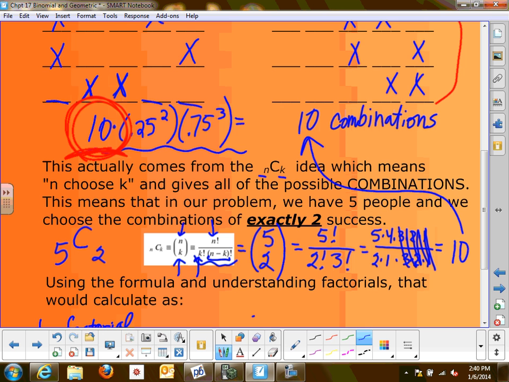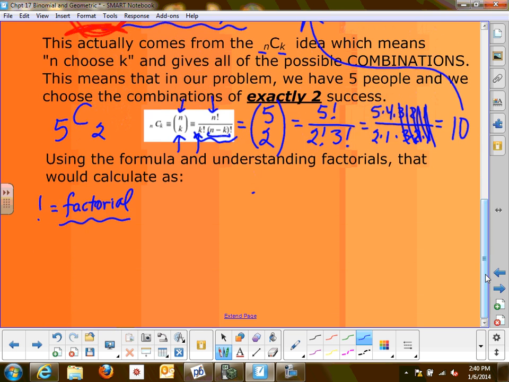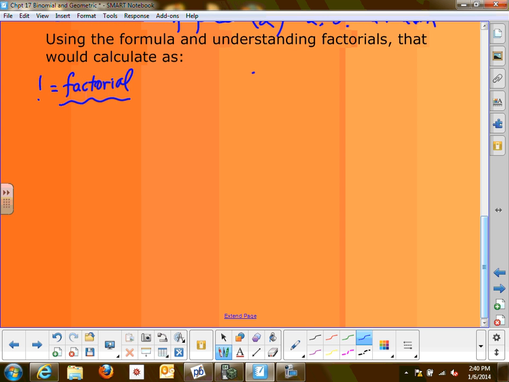So that's how you can figure out how many combinations there are without drawing them all out. So I want you to practice one real quickly. I want you to ask 10 people at the grocery store and see what's the probability that exactly 2 of those 10 people. So how many combinations of 2 in groups of 10? Okay, so do that.